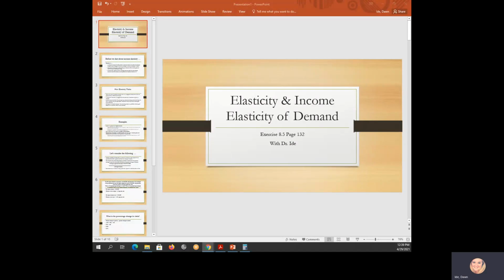Let's see. I know it's one of these. I have two screens going, so I just have to pick the right one. There we go. And now I chose the right one.